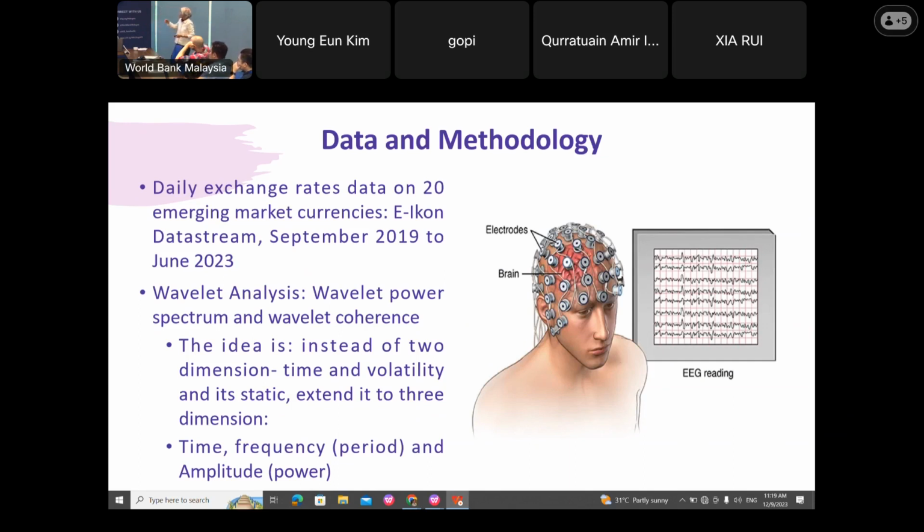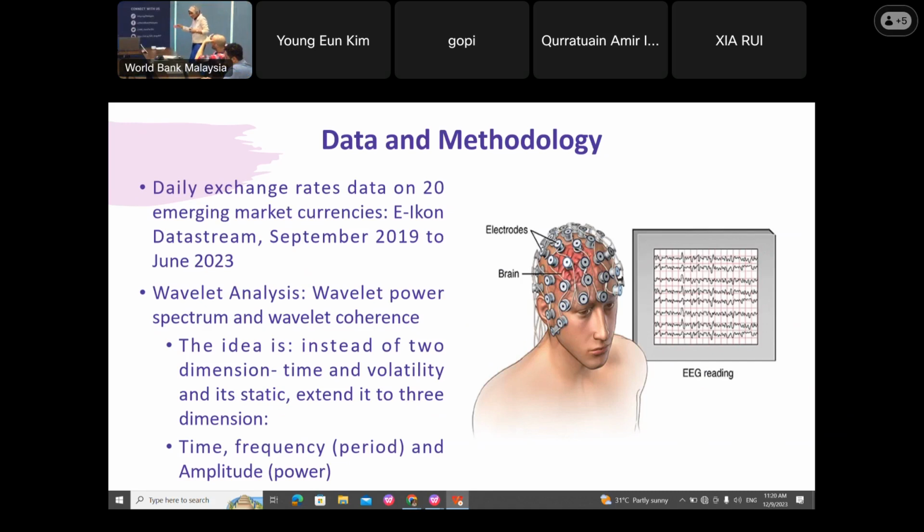Okay, so the idea is, instead of looking at the graphs that you have, when you plot the currency graph, the returns on the currency graph that oscillates up and down, instead of looking at it from two dimensions, time and volatility, and is static, let's look at it from the three-dimension perspective. And this three-dimension is time, frequency, period, and this is when it happens, how long will it last, that shocks, and the amplitude, the power.